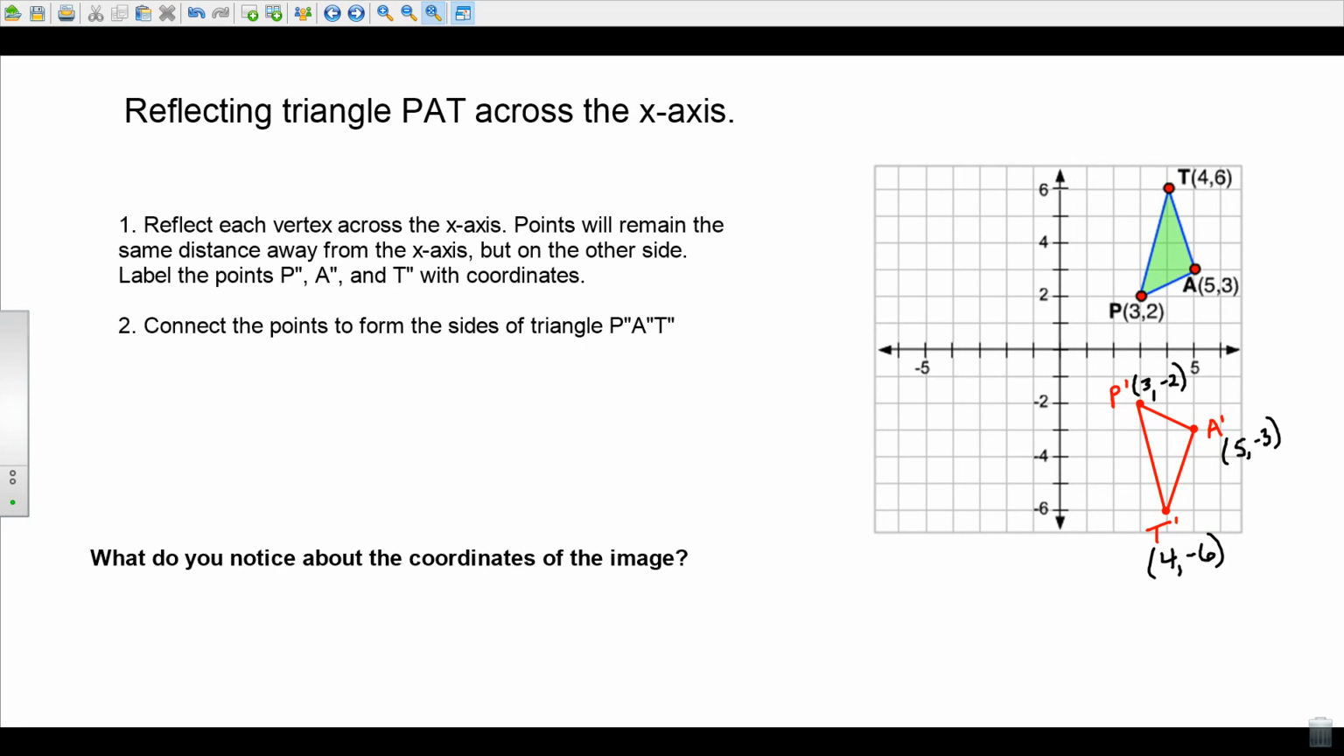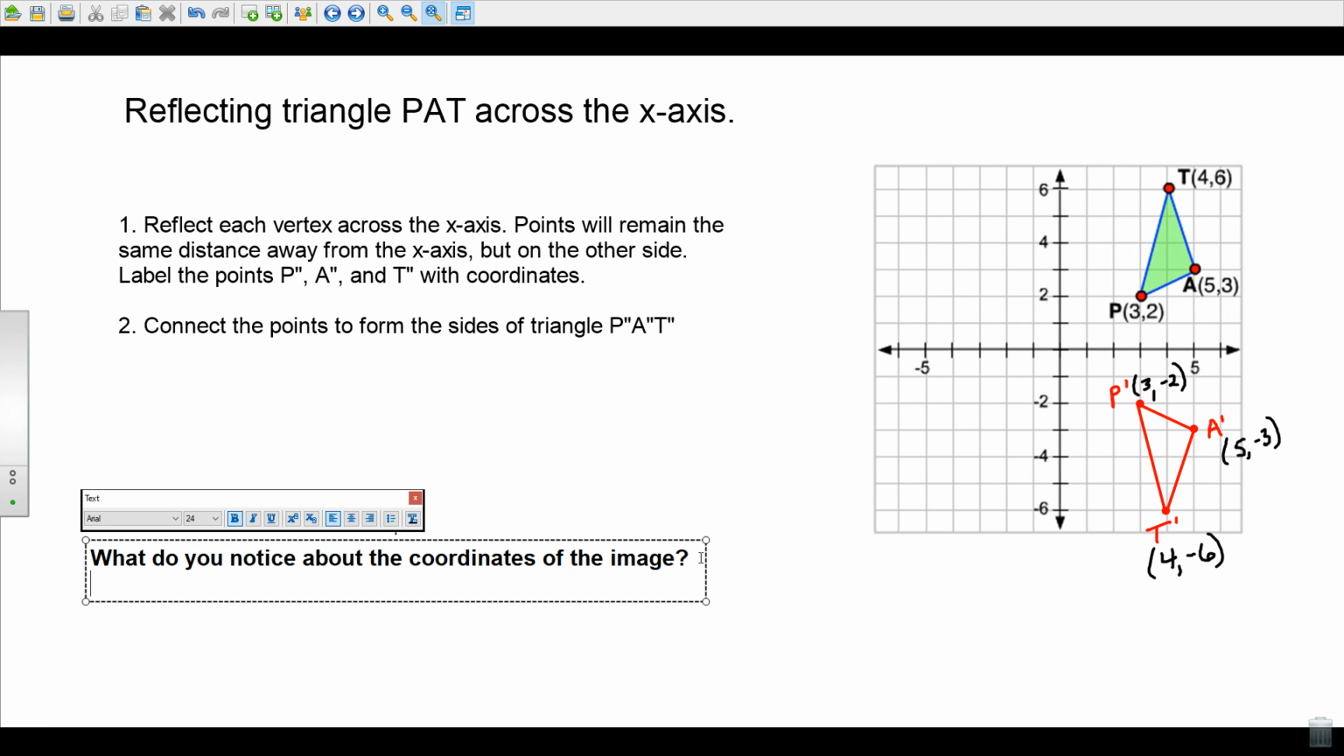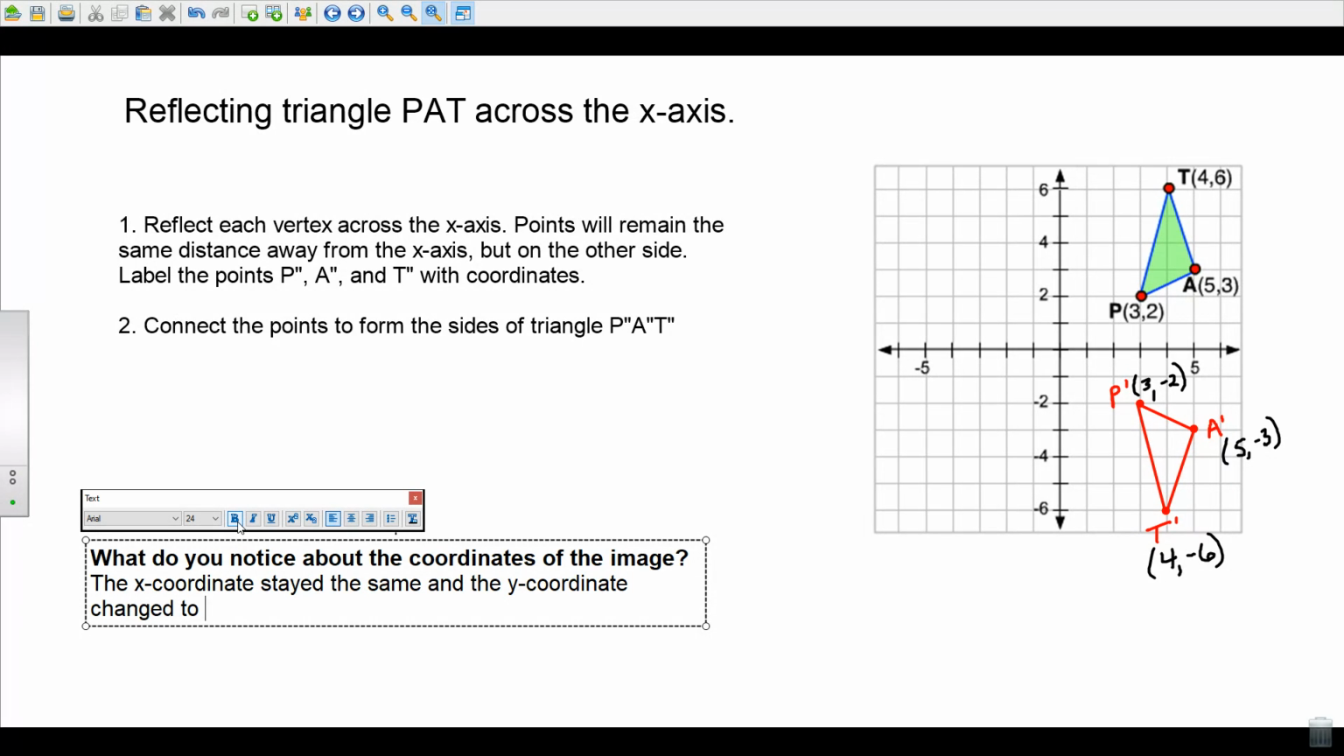I noticed the exact opposite this time. I see that the x coordinate stays the same. And the y coordinate changed sign. I was going to say changed to its opposite. We'll just say change sign.